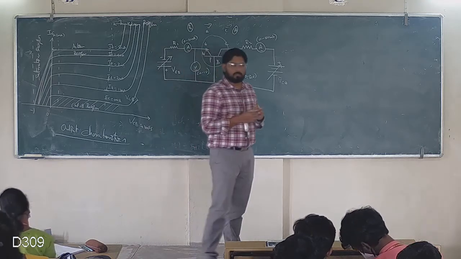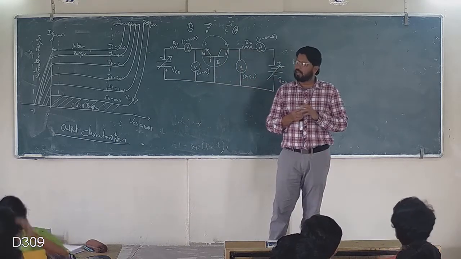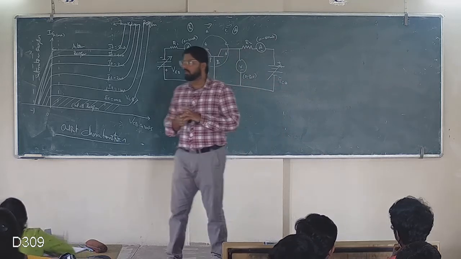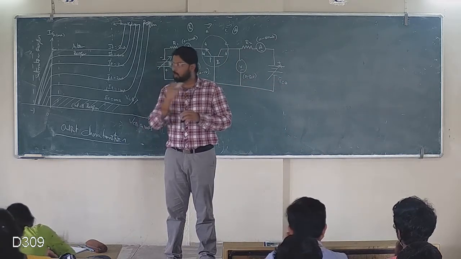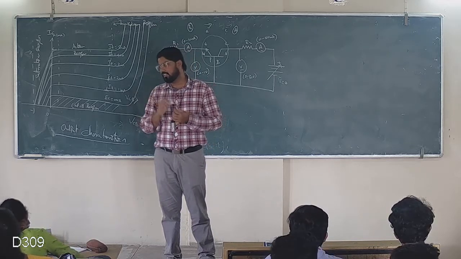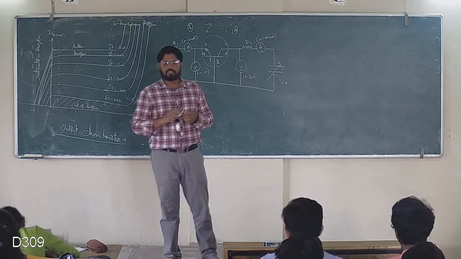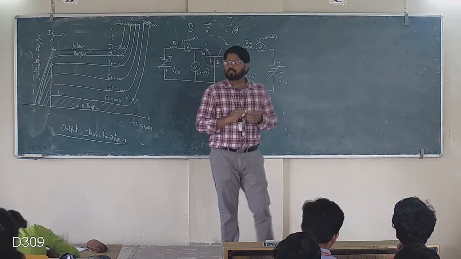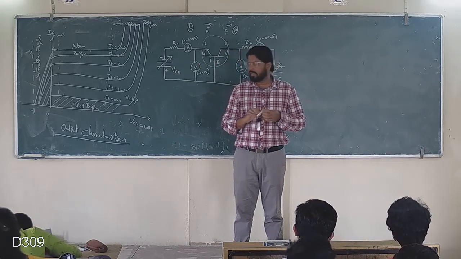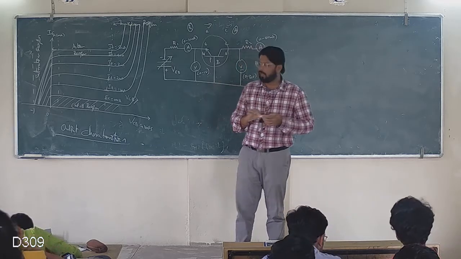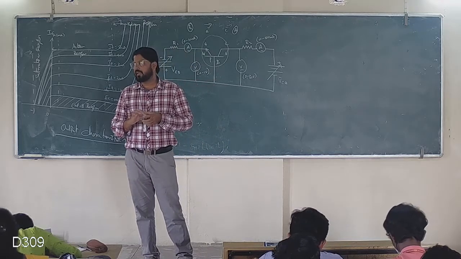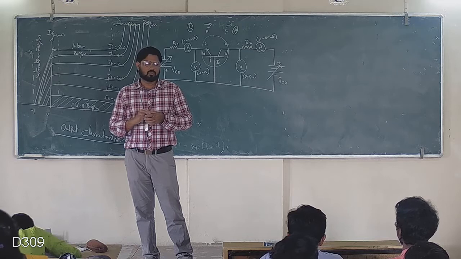What is the function of the collector base junction? Again, it collects the majority carrier. Got the point? The base emitter junction is used to make the majority carrier cross the junction. The collector base junction makes the minority carrier cross the junction. I'll repeat: the base emitter junction is biased such that it helps the majority carrier to cross the junction, and the collector base junction is biased such that it helps the minority carrier to cross the junction.